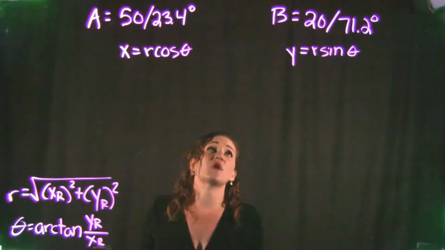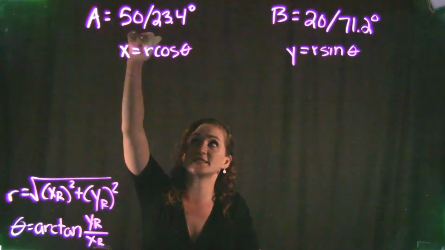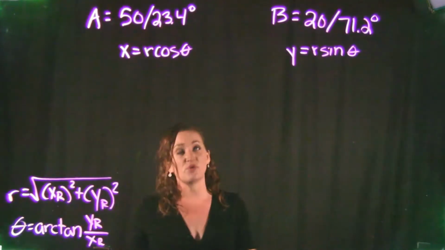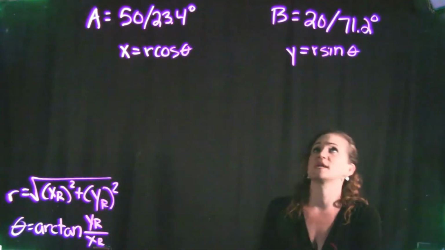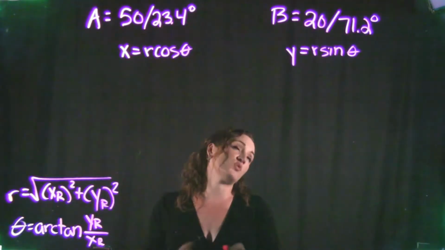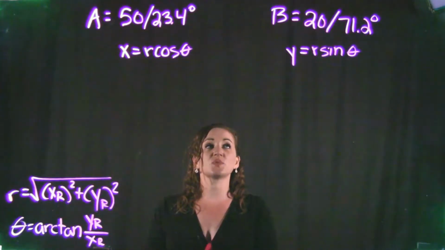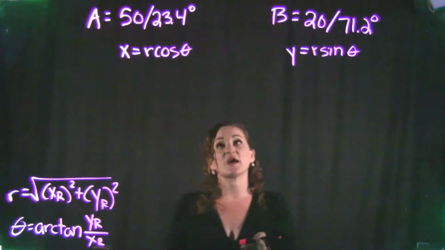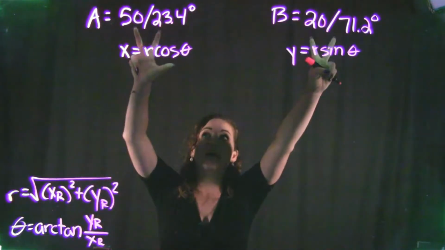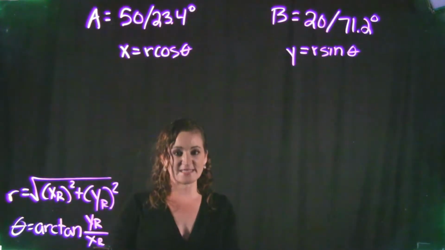So we're going to add the following two vectors. Vector A, which has a 50 units distance going at a 23.4 degree angle, along with adding it to vector B, which is 20 units long going 71.2 degrees in direction. So what we're going to do is add these two vectors together. And when we get our resultant vector, we need to keep in mind that it has to have two pieces attached to it. It has to have its distance, and it also has to find its angle.